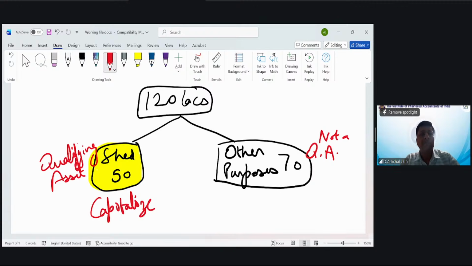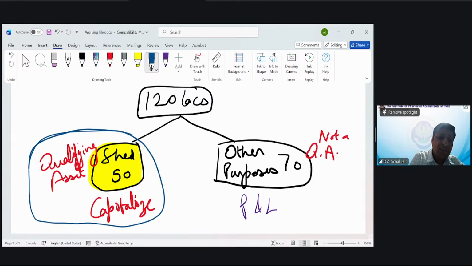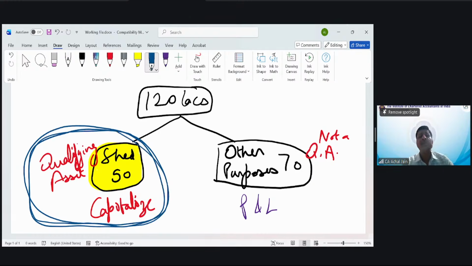What is the accounting treatment for the other part of the interest? It has to be P&L always. Do you need to think about it? No. See, this is the only exception that we discussed. Only in case of exception you capitalize. Otherwise, where does the interest go? It goes to P&L. Yes or no? Yeah, it has to go to P&L always.